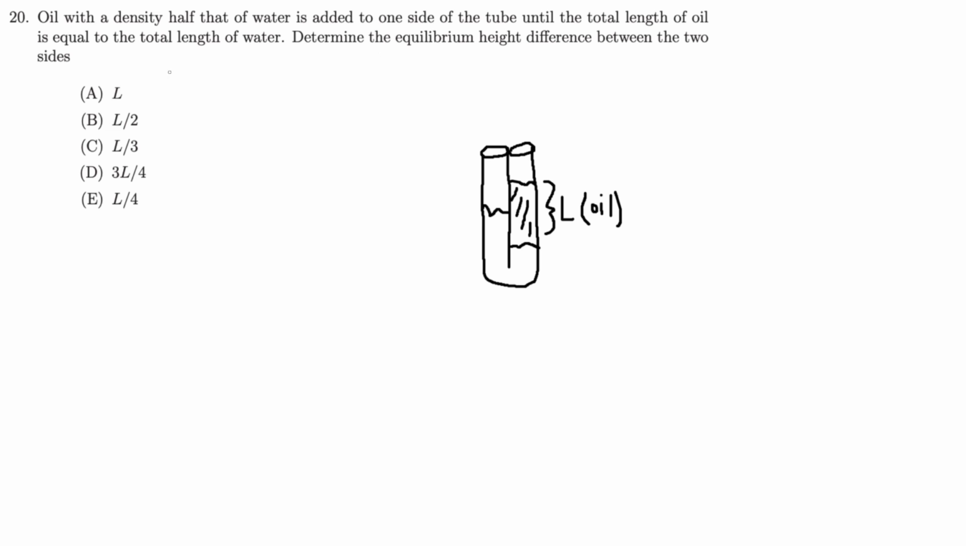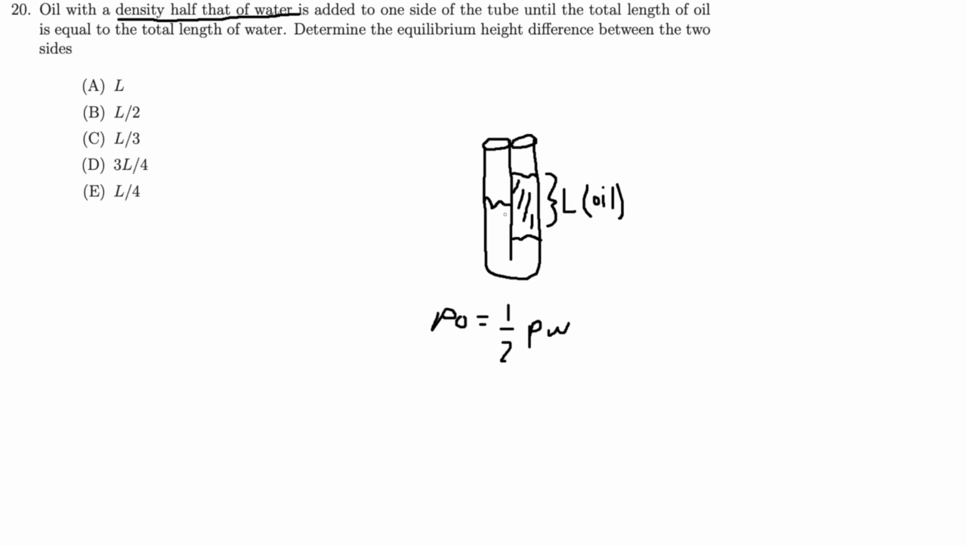So, two things to note here. Oil has density half that of water: Po equals 1/2 Pw. And it's added until the total length of oil is equal to the total length of water. So we have a length of L of oil here, and we also have a length of L of water in total. For this to be an equilibrium, both sides must have the same mass. So it's pretty easy to calculate how much mass.